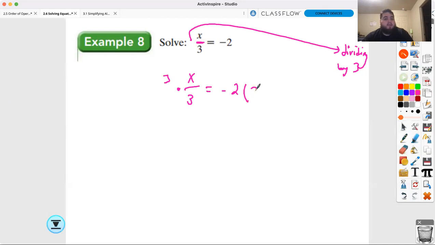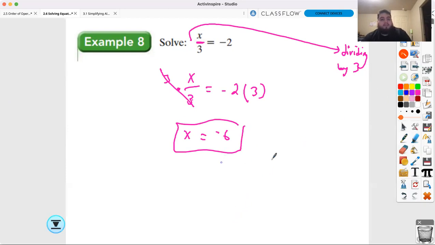What we do to one side, we do to the other. So we're multiplying. Remember, a dot is a way to multiply, and so is parentheses. So these are gonna cancel out and give me x by itself. Negative 2 times 3 is negative 6, and we are done.